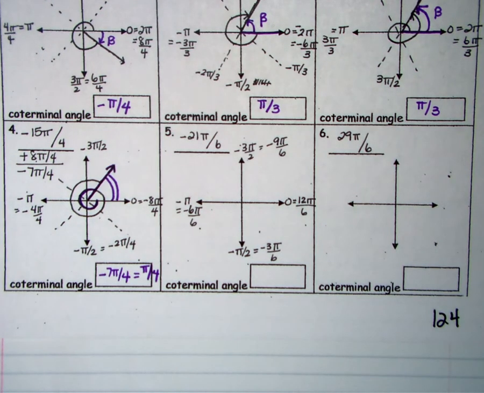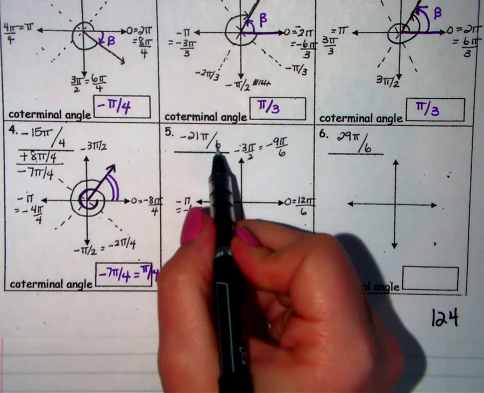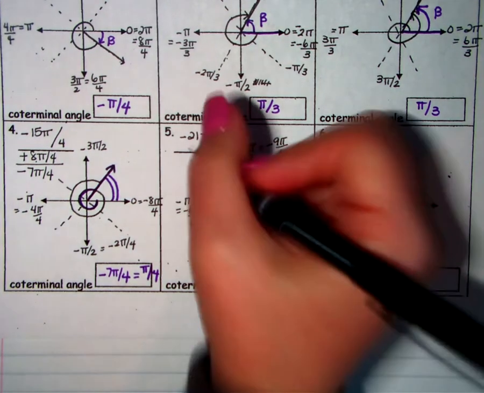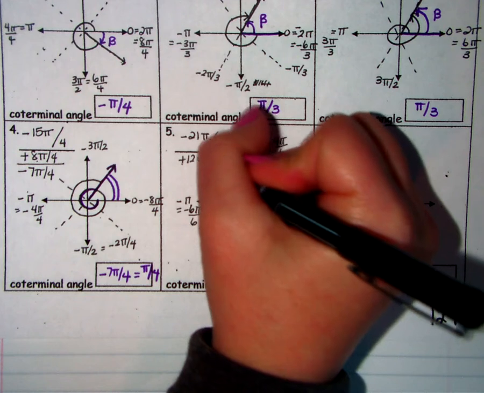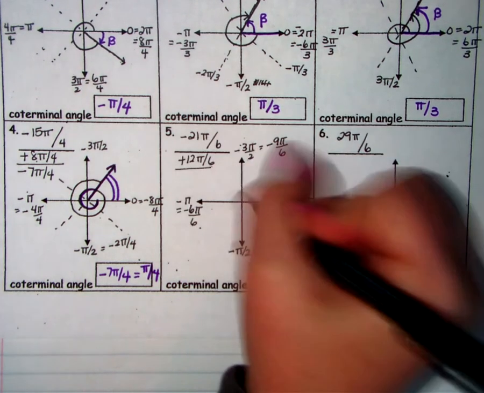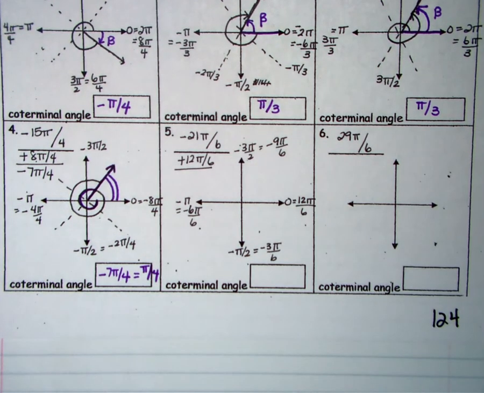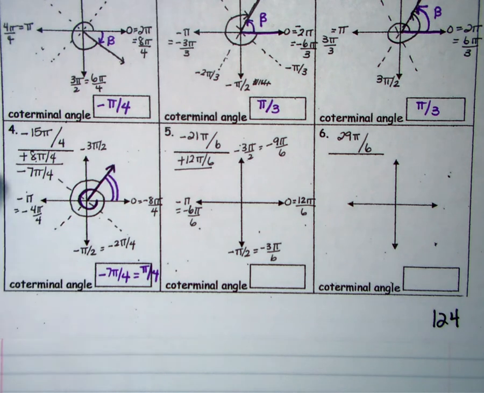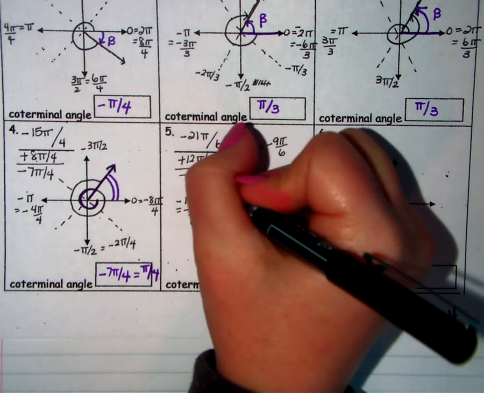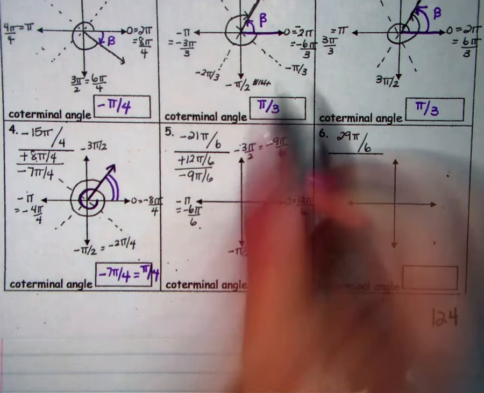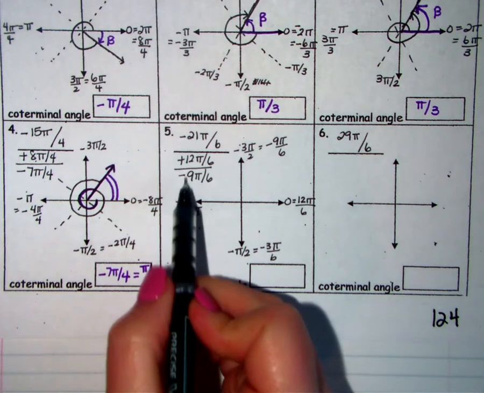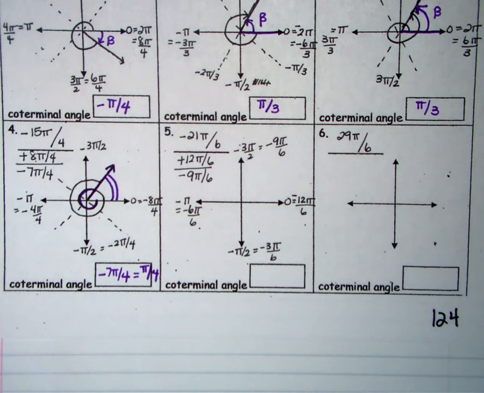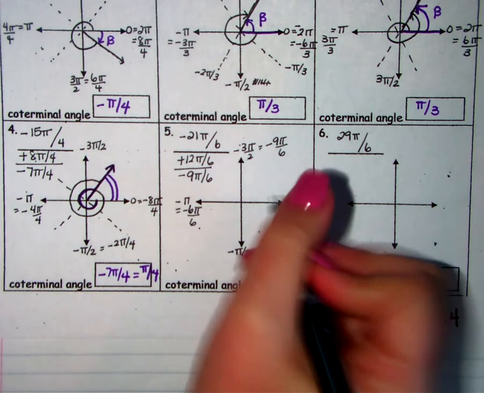But again, I want to think about adding or unwinding these increments of pi over 6's. So if I add 12 pi over 6, that will help me unwind the rotation once to figure out where I terminate. This is where you might need your calculator so you can figure out what that looks like, which in this case is negative 9 pi over 6. And again, that is a number that's smaller than going in a negative direction 12 of those 1/6 increments.